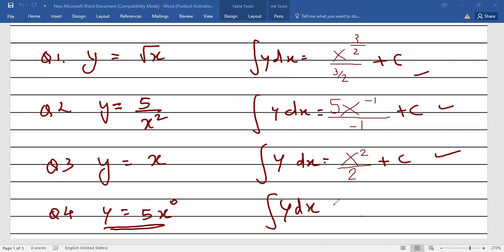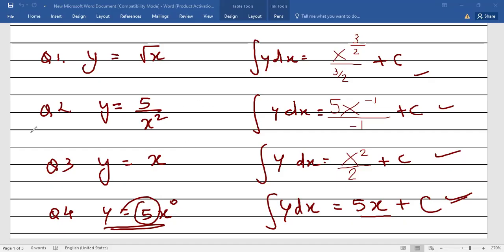So that would be 5x over 1, or just 5x. Yes, perfect. So remember, if you have any constant and you want to integrate it, you write down that constant and multiply it by the variable with respect to which you want to integrate. So here it will be 5x plus c.